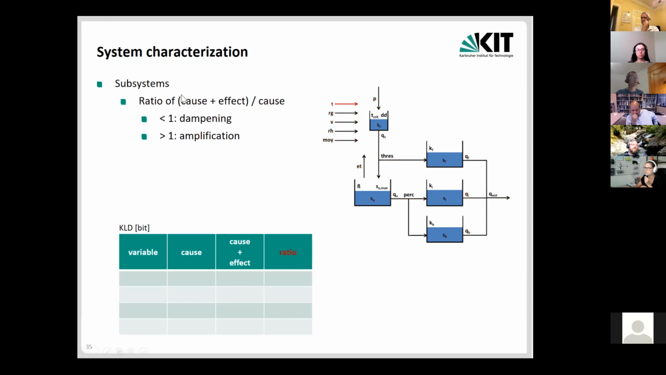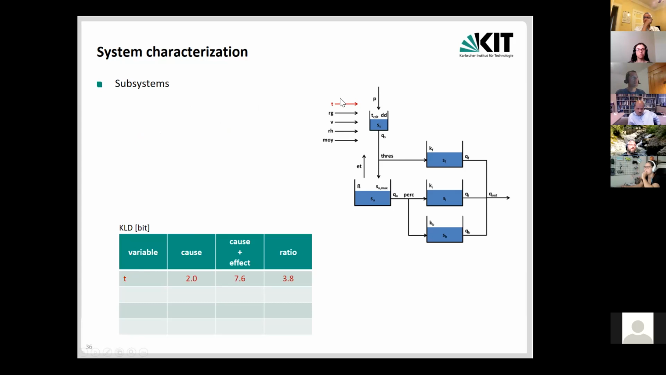So if I calculate the ratio, say, of the information loss due to the cause plus the information loss shown as the effect, divided by the information loss of the cause, if it's smaller than 1, then it's dampening. Actually, it will never be smaller than 1. At the smallest, it will be 1. But if it's much larger than 1, then this perturbation has some kind of an amplifying effect in the system.